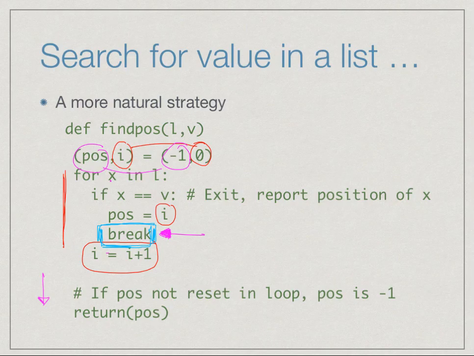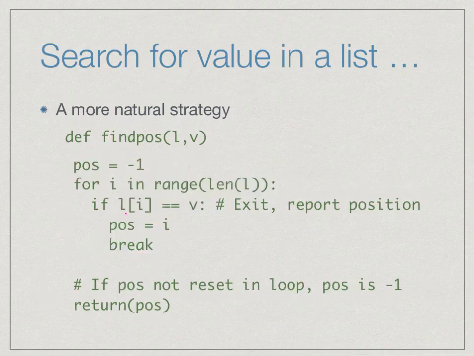Instead of scanning x, actually it is better to scan the positions. So it's better to say pos is -1, but instead of going through x in L, it's better to go through i in the range 0. Remember, this is implicitly 0 to the length of L minus 1. So we go for i in the range 0 to length of L. If we don't give a 0, if we give only one argument, this is taken as the upper bound. So this will go through all the positions.